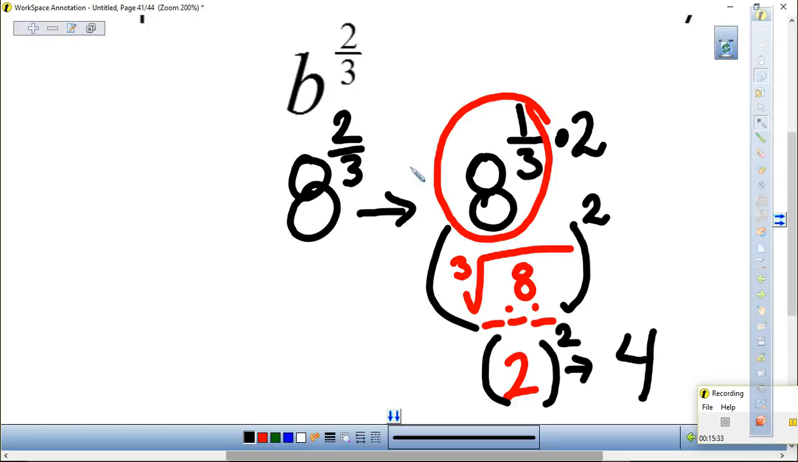You're going to have a couple of them that look like this, so make sure you understand the process. You need to rewrite it first and then go through the process like this.